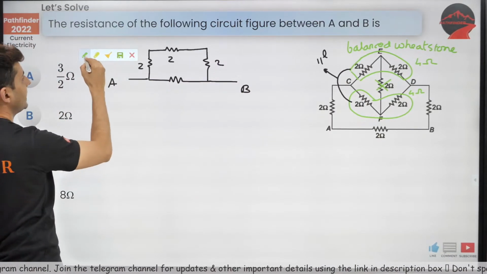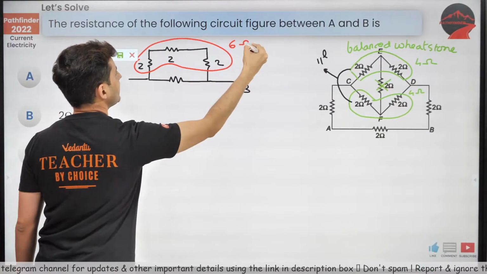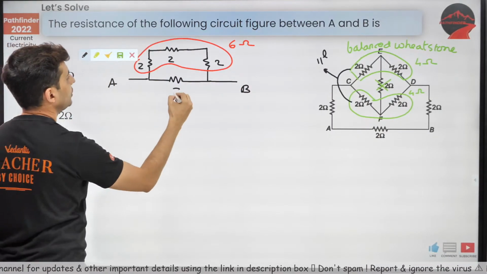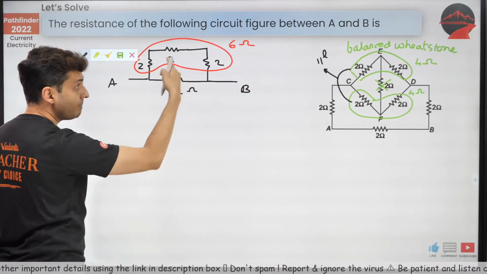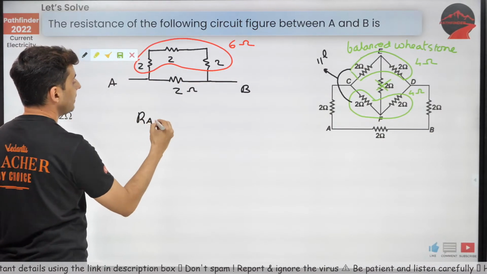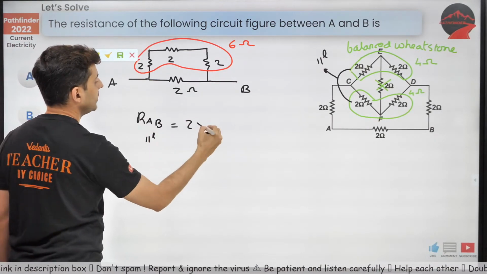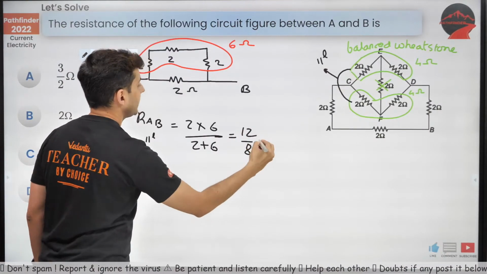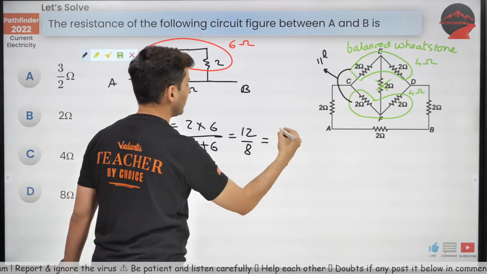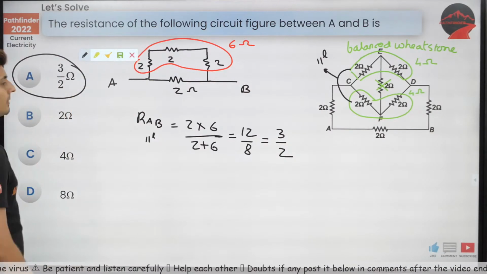Now you can see that these two 2s together will become 6 ohm, and there is one 2 ohm here. This 2 ohm and this 6 ohm are in parallel. So RAB, using the parallel formula, what will you get? 2 into 6 divided by 2 plus 6. This is 12 by 8, which if you cut it will become 3 by 2. So 3 by 2 ohm, which is option A.